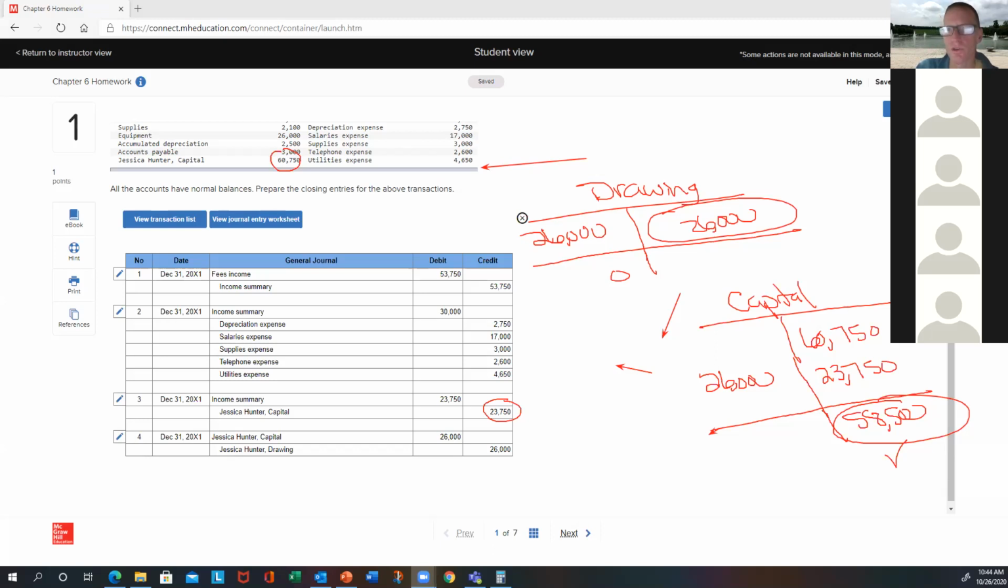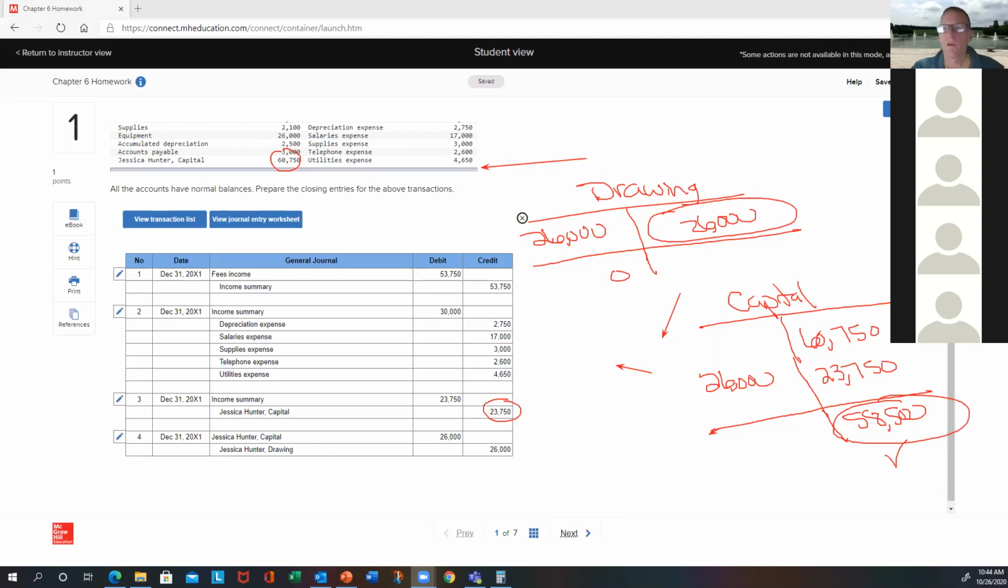And I also showed you how we go from a beginning capital balance of 60,750 to an ending capital balance of 58,500. This one problem covers most of the concepts, probably 99.9% of the concepts in chapter 6. There's only one more thing, what they call the post-closing trial balance. We'll talk about that a little bit later. That's not a big deal, but this is the meat of the chapter you've got to get down.